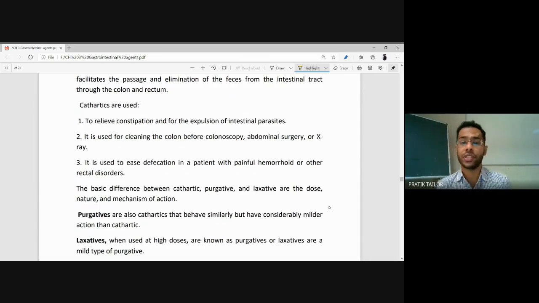It can also be used for the expulsion of intestinal parasites. It is used for clearing the colon before surgery or any diagnosis. It can also be used for ease of defecation in case of piles and other relevant diseases.